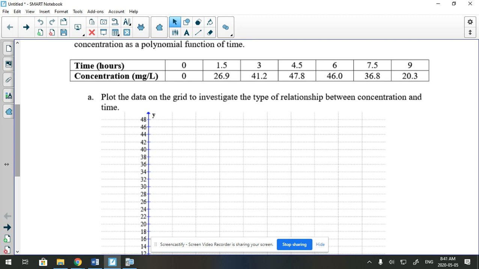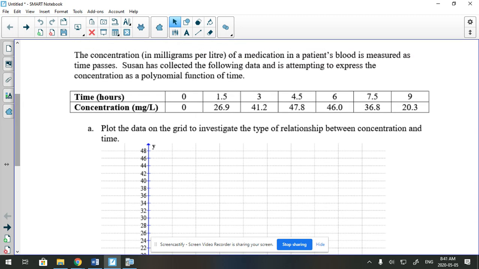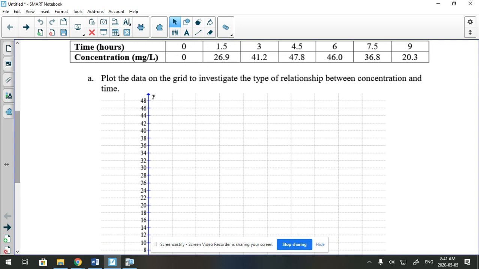So let's look at the first example here. It says the concentration in milligrams per liter of a medication in a patient's blood is measured as time passes. Susan has collected the following data and is attempting to express the concentration as a polynomial function of time. So here we have our information, we have time, we have concentration. It says plot the data on the grid to investigate the type of relationship between concentration and time.